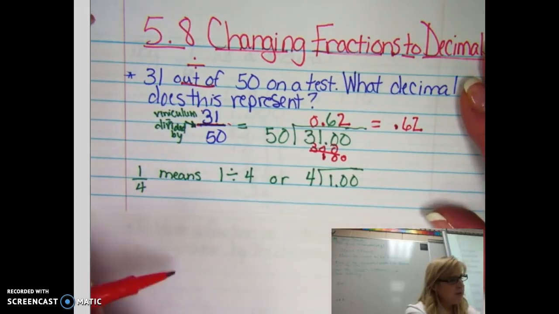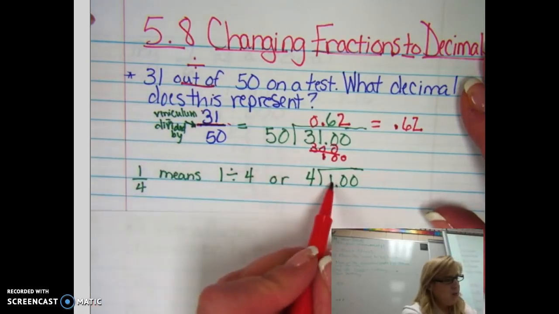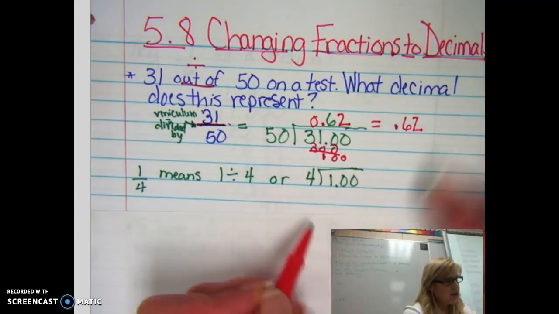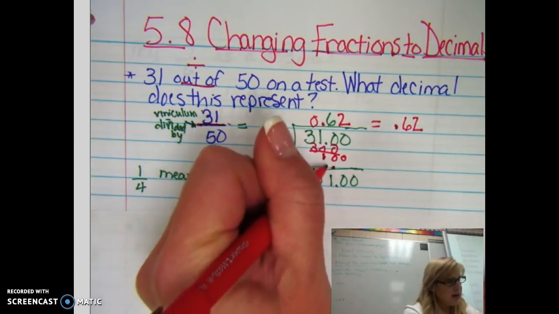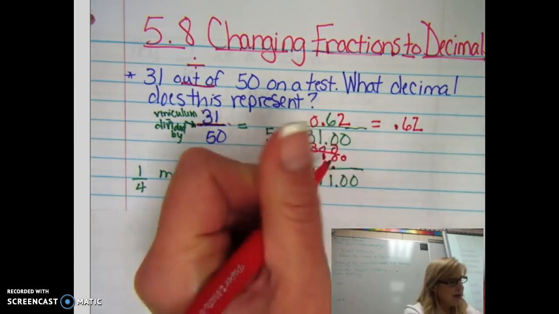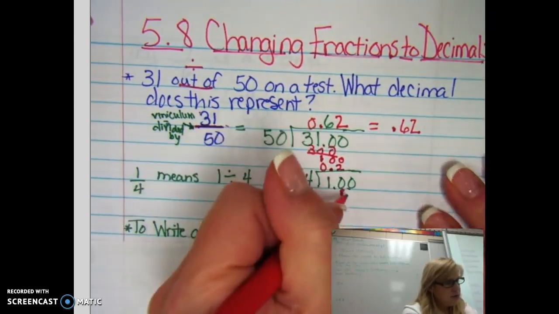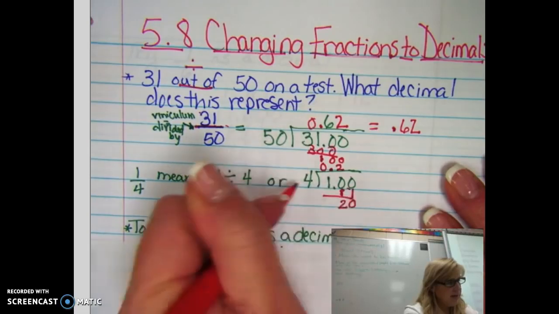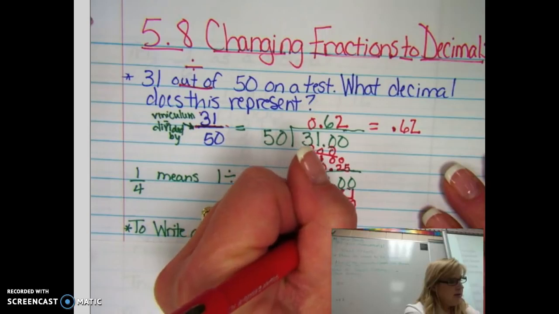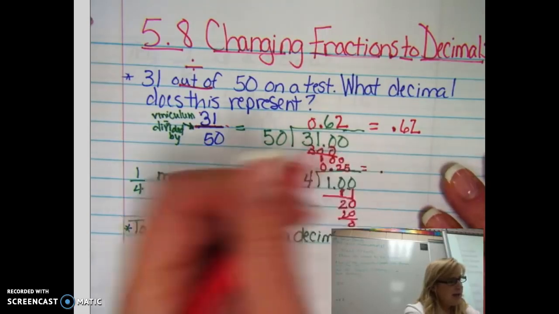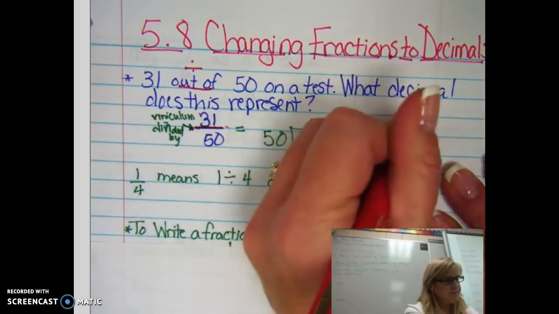So what does 1/4 really mean? It means 1 divided by 4. Let's try this one. A lot of you know this because of money. 4 does not go into 1, but 4 does go into 10 2 times. 2 times 4 is 8. Subtract, get 2, bring down the 0. 4 goes into 20 5 times. You get the 20. So we get 1/4 is the same as 25 hundredths.